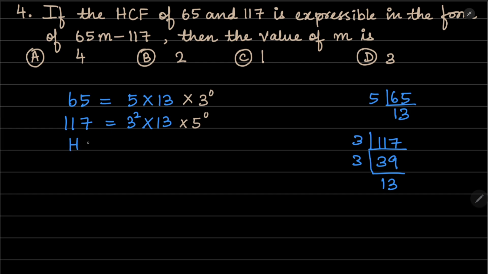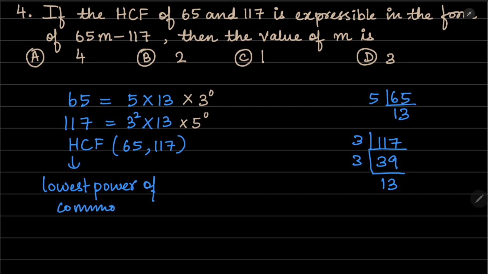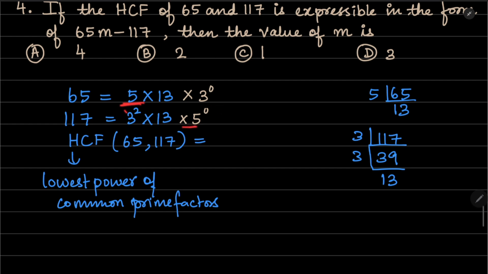Now for the HCF of 65 and 117, we have to take the lowest power of the common prime factors. Let's take 3. What's the lowest power? 3 raised to the power 0. For 5, what is the lowest power? 5 raised to the power 0. Any number raised to the power 0 is 1. And what is the other prime? It's 13. In both cases it will be 13 raised to the power 1. So the answer is 13. But this is not the final answer.